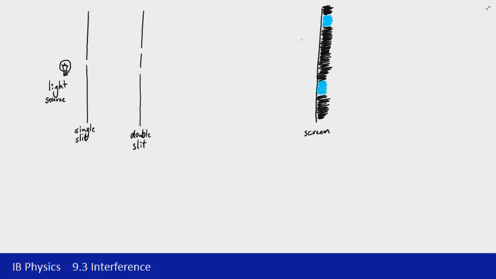Instead, what they observed was a bright region in the middle, and then either side of that were dark bands, and then an alternating pattern of dark and light. This alternating pattern, with multiple bright regions, just didn't make any sense in the context of treating light as a particle. So that was the observed interference pattern in this particular experiment.